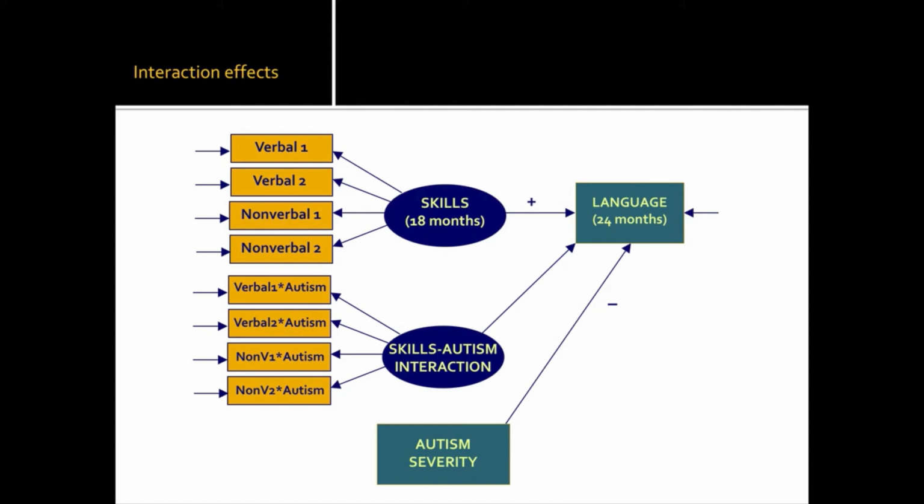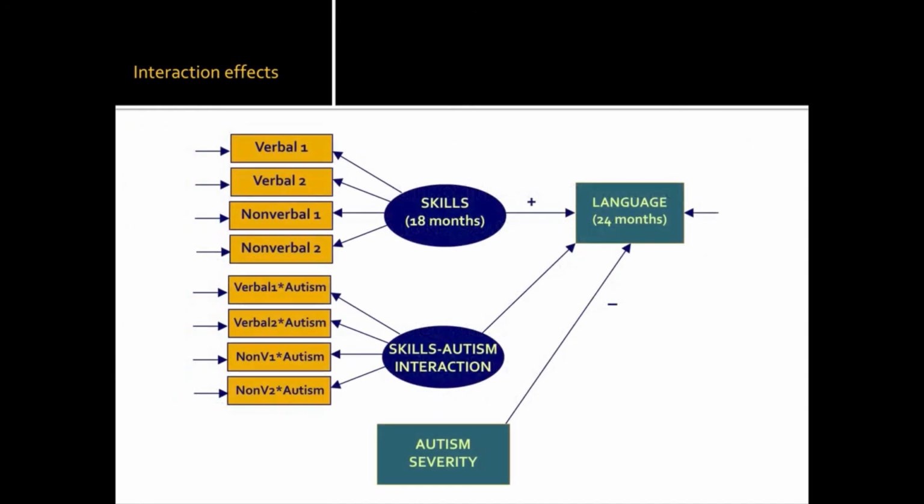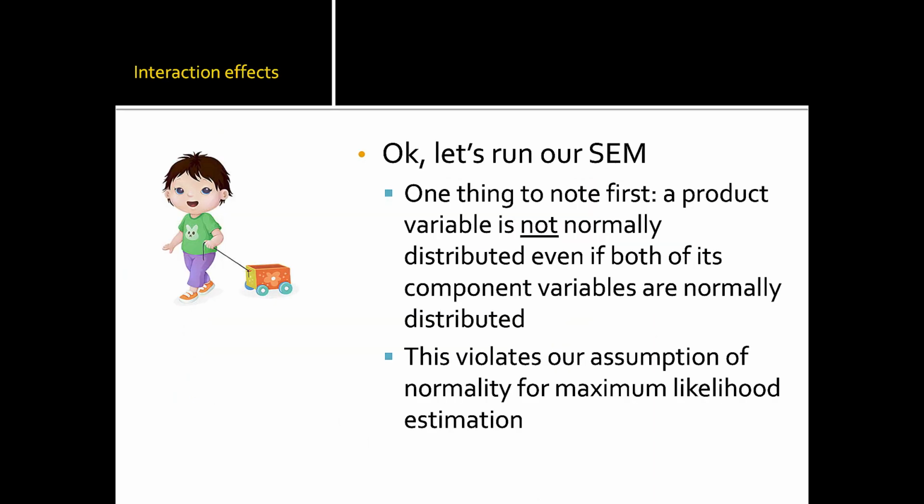And then to interpret, again, it's making some graphs. So here you're again finding the mean of x2, which is autism severity, and one standard deviation above and 1 standard deviation below it. Then for each of those values, you graph your X1 relationship with the DV. In this case, the skills latent variable predicting language acquisition. Okay, so meanwhile, we'll run our SEM before we interpret.